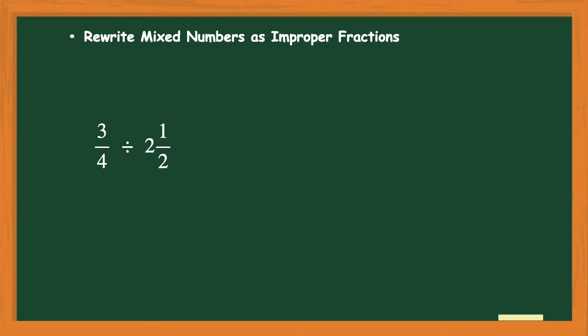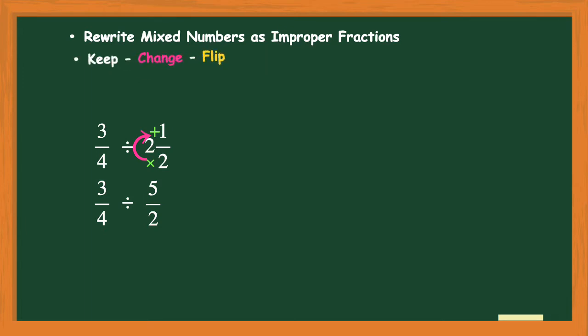So the 3/4, I'm just going to bring that down because it's already written as a fraction. Then I'm going to bring down my division sign, and now I'm going to rewrite my mixed number as an improper fraction, and I'm going to do that by multiplying the denominator of 2 to the whole number of 2. So 2 times 2 is 4, and then I'm going to add the numerator to that. So 4 plus 1 is 5. So 5 becomes the numerator, and the denominator of 2 does not change. So now I have a pair of fractions, 3/4 divided by 5/2.